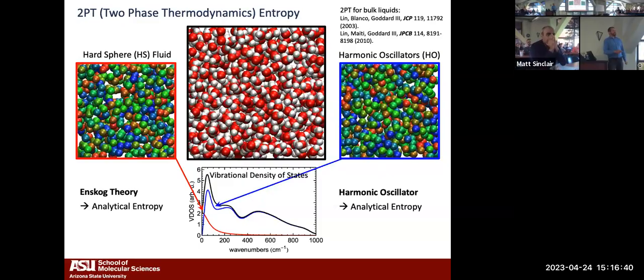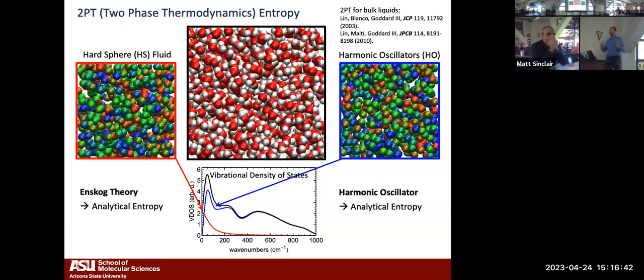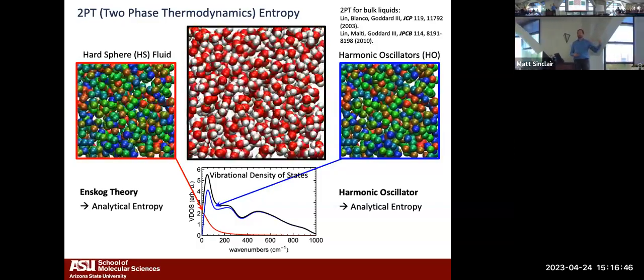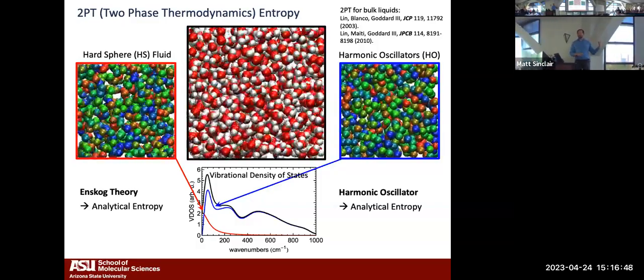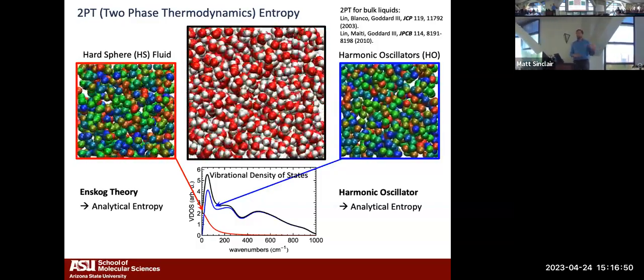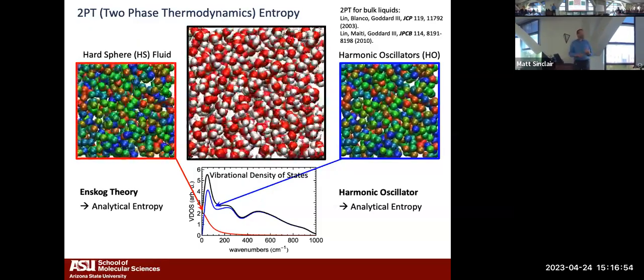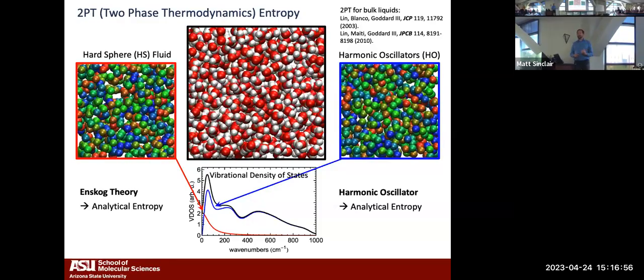So we have two analytic models that describe two completely different things. The hard sphere fluid has a very high entropy in comparison to your real liquid. The harmonic oscillators have a very low entropy because everything is stuck in place. And your real liquid is kind of in between these two. By construction, that's what you get.